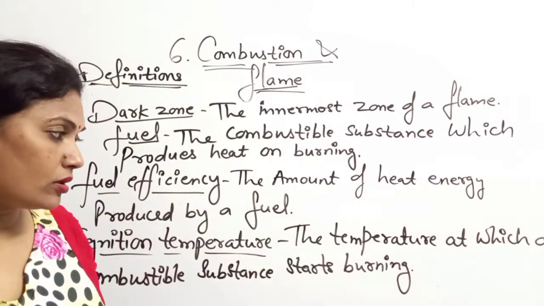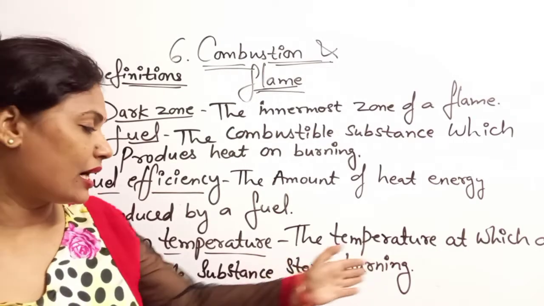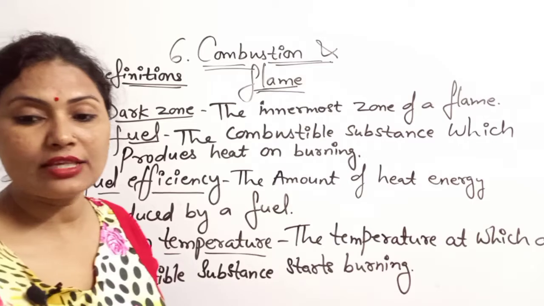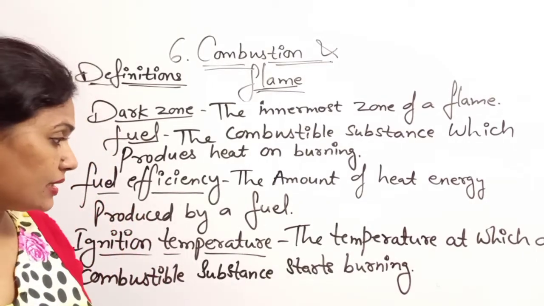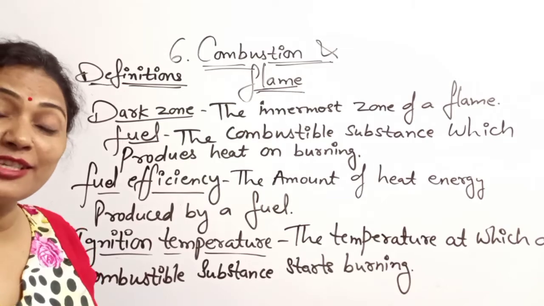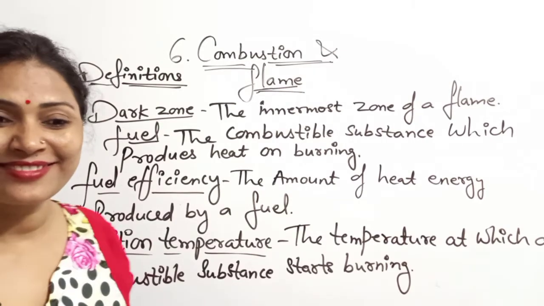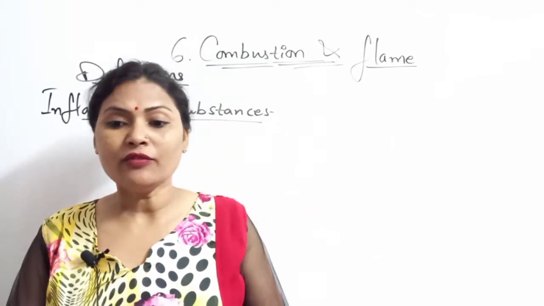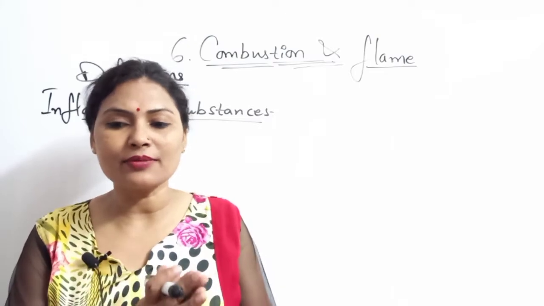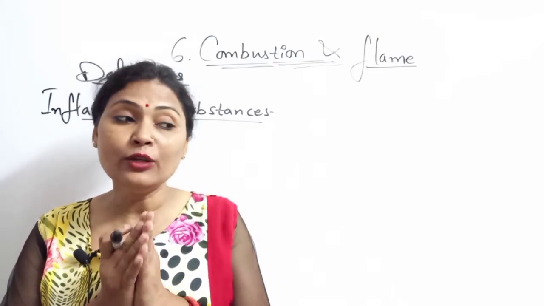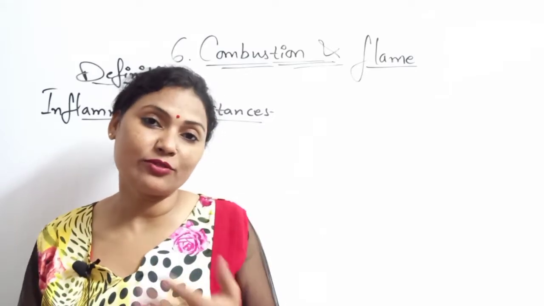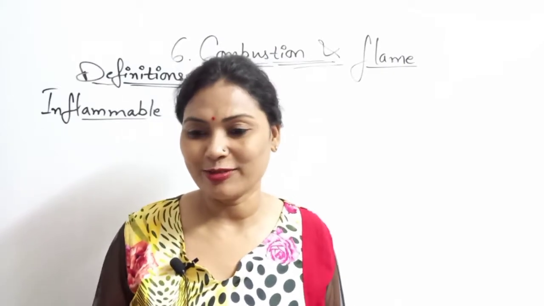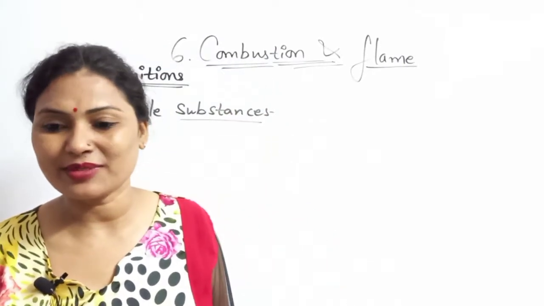Or the lowest temperature at which the substance starts to burn or catches fire, that is ignition temperature. Inflammable substances, do you know what are inflammable substances? Inflammable substances are those substances which have very low ignition temperature. For example, petroleum, diesel, kerosene. So these are the inflammable substances. So let us write the definition of inflammable substances.